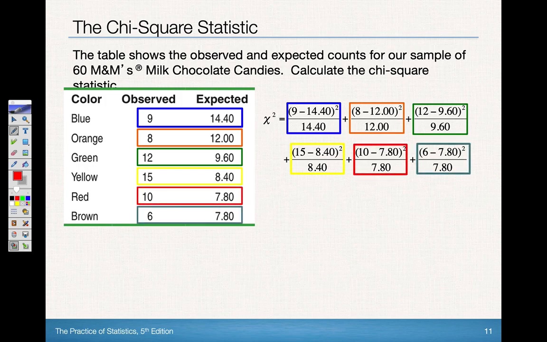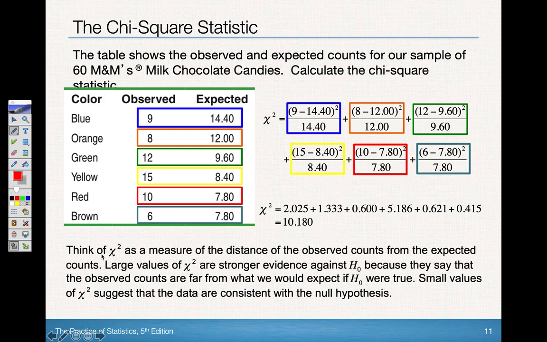You can see here each color gets its own contributor to the chi-square statistic. So each color, about how far off it is from its expected, observed minus expected, will add and add and add. And as the chi-square gets large, it becomes more rare. The bigger the chi-square, the more rare the event. So the chi-squared measures the distances of the observed counts from the expected counts. Large chi-square values give strong evidence against the null, because we say that the observed counts are far from what you'd expect. Small chi-square suggests you don't have evidence against the null hypothesis.